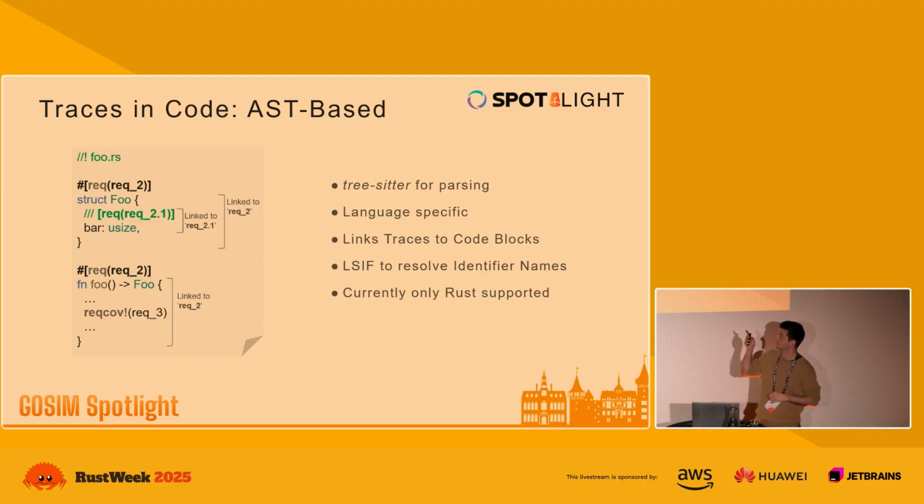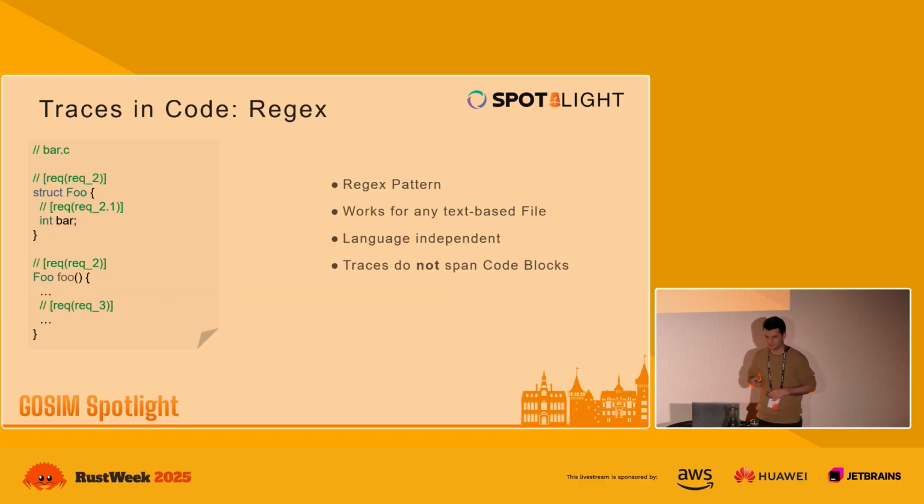As you can see in this example, rec2 is for the whole definition of the struct and also for the function body completely, just with one trace. Because it's language dependent, currently only Rust is supported. For any other language, and a text-based file basically, you can define the angle bracket pattern, and then I will search for it line by line via regex.